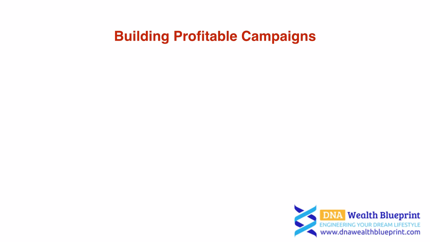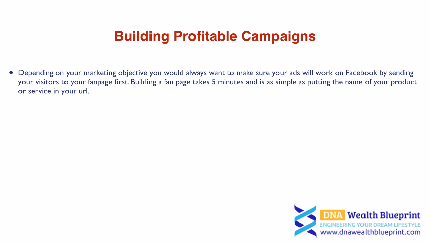When you build out your profitable campaigns, that is one of the keys to Facebook and the keys to creating a really high sustainable income. It doesn't matter about building out a campaign. The difference is building out a profitable campaign. And there's a couple of things that you want to do. Depending on your marketing objective, you want to make sure that your ads will work on Facebook by sending your visitors to your fan page first.